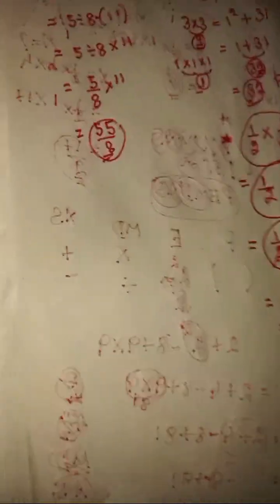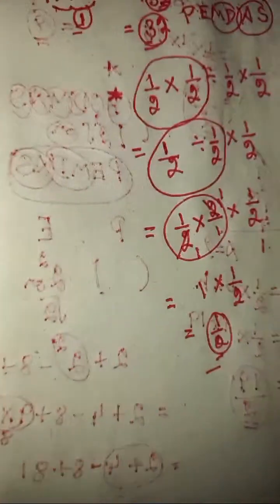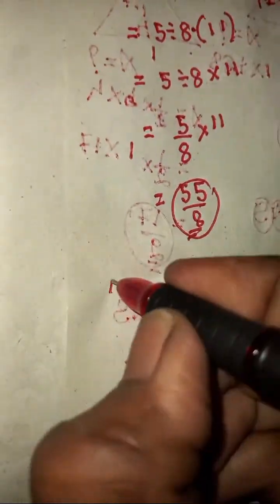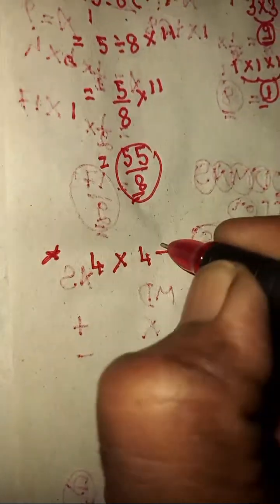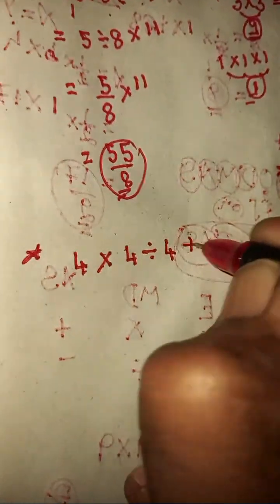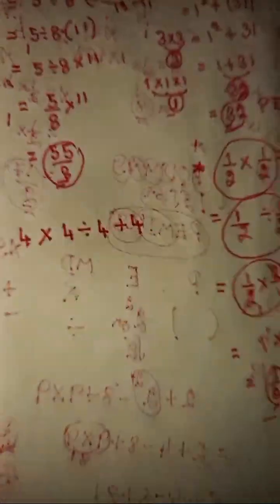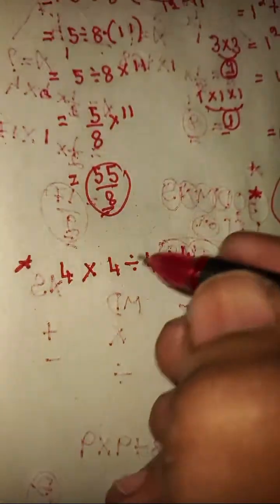And now let's take another problem. Here they give 4 times 4 divided by 4 plus 4. When they give it like this, you do the same rule.